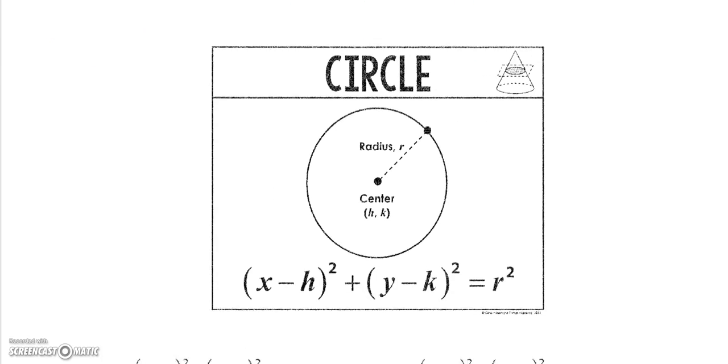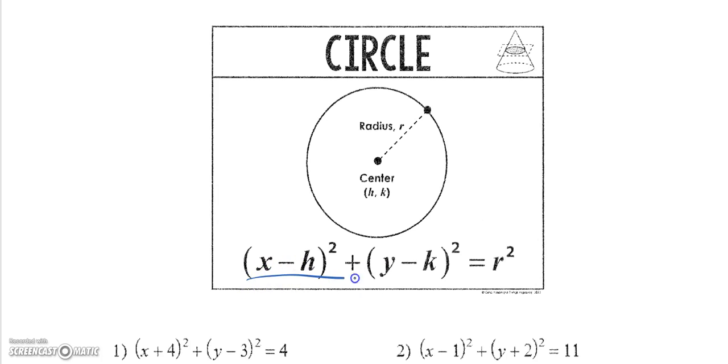Okay, so circles. We know circles. I'll do a quick review. Here's your standard form of a circle: x minus h squared plus y minus k squared equals r squared. r is your radius, right? And h comma k, which is written right here, is your center.